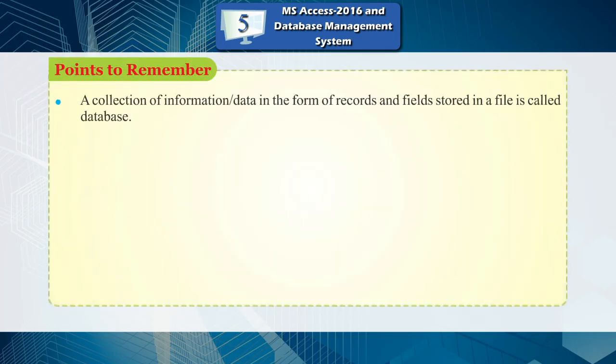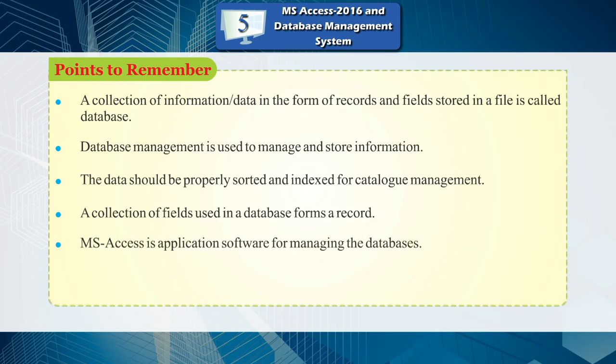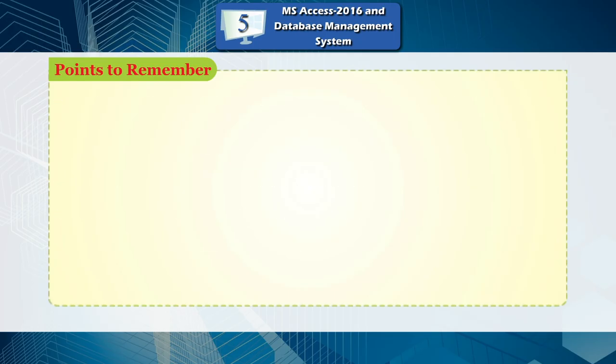Points to remember. A collection of information or data in the form of records and fields stored in a file is called a database. Database management is used to manage and store information. The data should be properly sorted and indexed for catalog management. A collection of fields used in a database forms a record. MS Access is application software for managing databases.